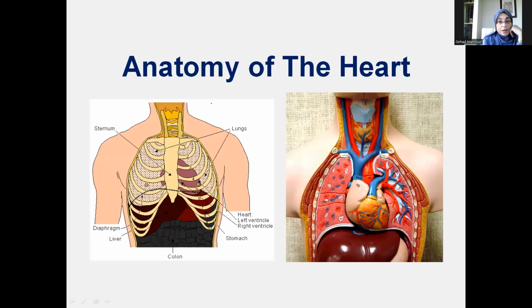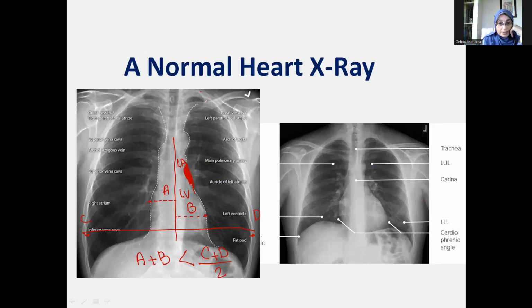So here, if you count the ribs, I can barely see the first rib. I think this is the second, the third, the fourth, the fifth, sixth, seventh, eighth, maybe this is the ninth. So the diaphragm is almost between the ninth and 10th.